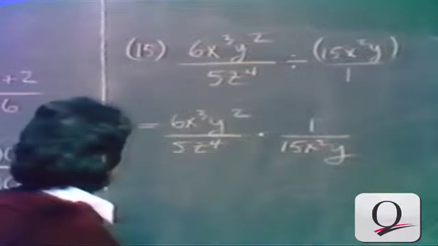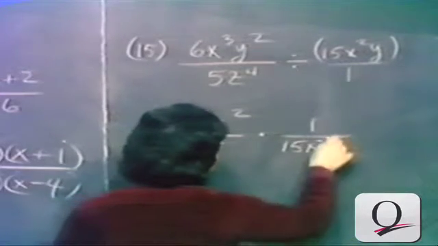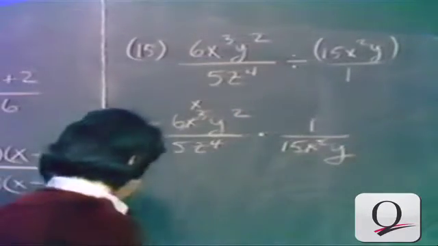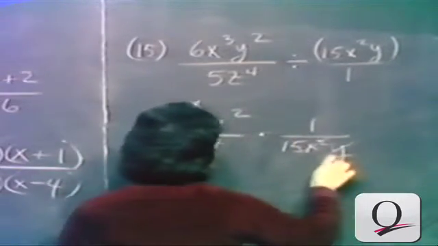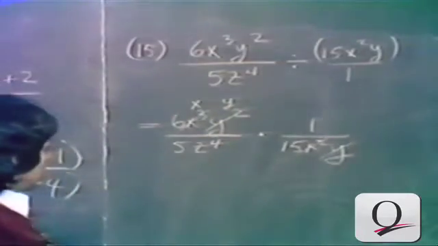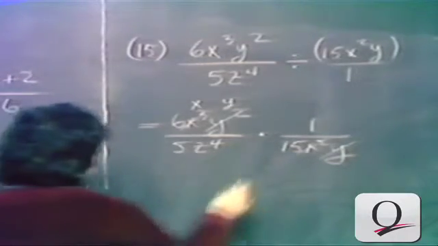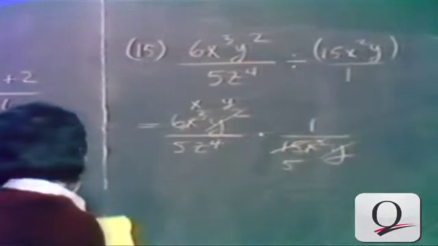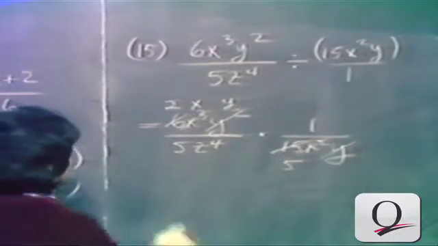All right, let's see what we can do. We can divide numerator and denominator by x squared. Here, x cubed divided by x squared will leave us with just x. Then we can divide numerator and denominator by y. Y squared divided by y will leave us with y. Okay, now as far as the 6 and the 15 goes, we can divide numerator and denominator by 3. 15 divided by 3 would leave us with 5, and 6 divided by 3 would leave us with 2. That seems to be the best we can do.